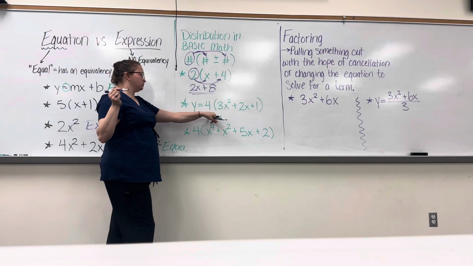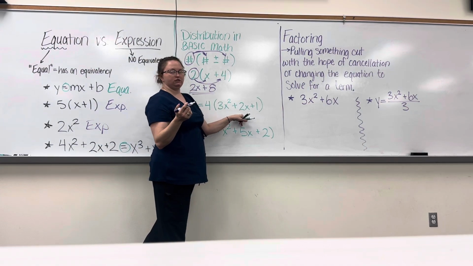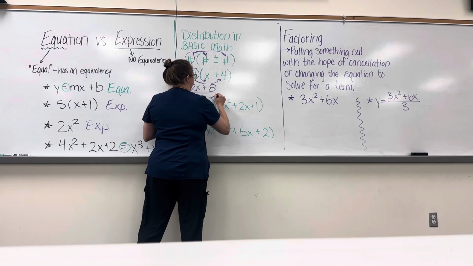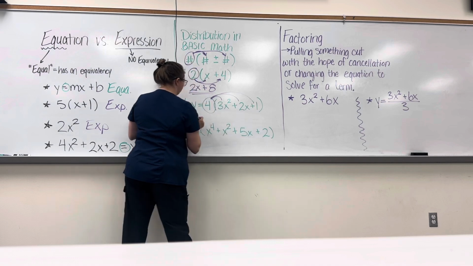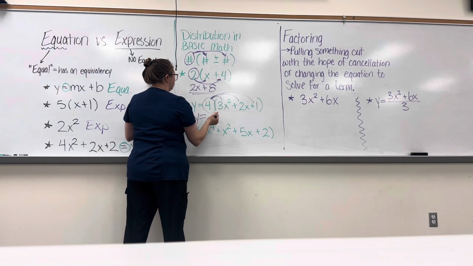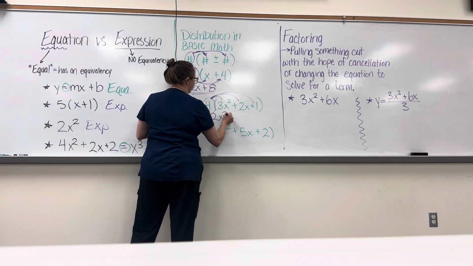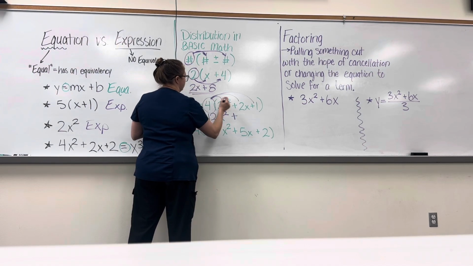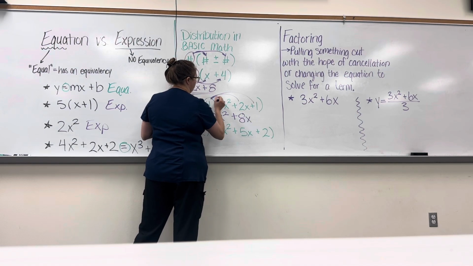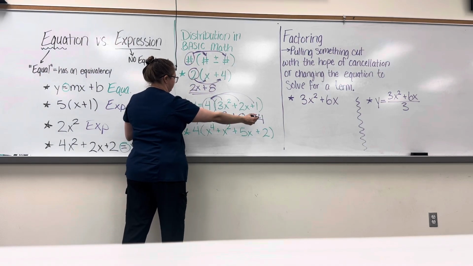Here y equals 4 times the quantity, 2x squared plus 2x plus 1. You're going to distribute this number all the way through all 3 of these terms. You're going to wind up with y equals 4 times 3 is 12, x squared, plus 4 times 2 is 8, x, plus 4 times 1 is 4. That's going to be your answer.